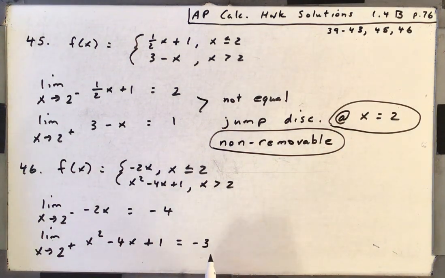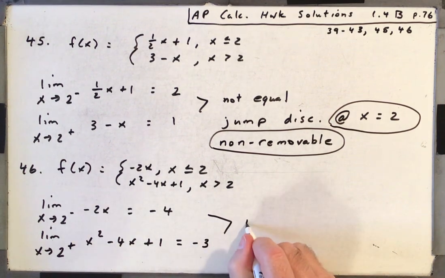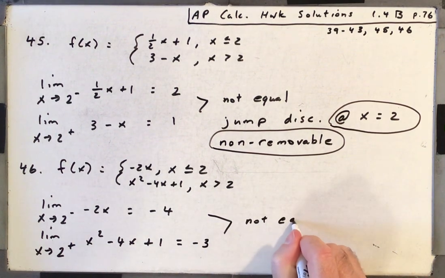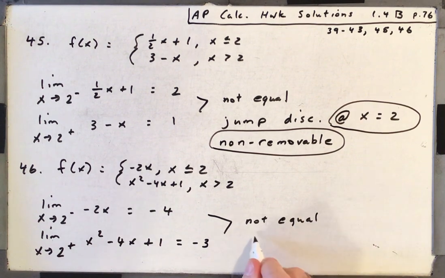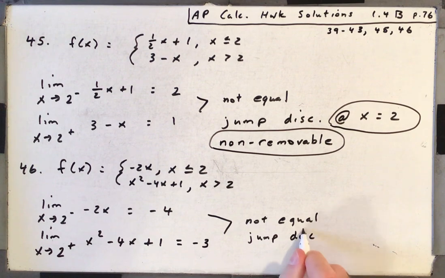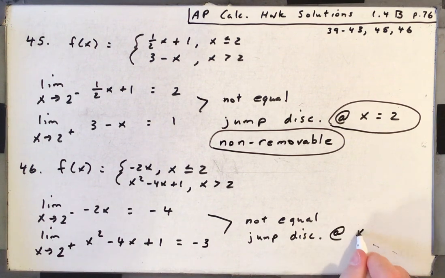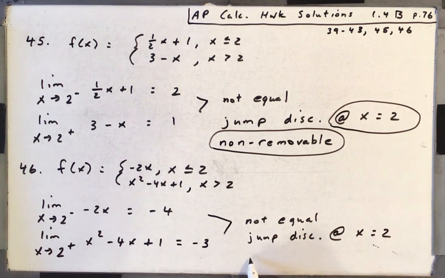Okay, do I have that? Did I do that right? Double check me. All right, I think so. So those are not equal. So it looks like we've got another jump discontinuity at x equals 2, and that is non-removable.